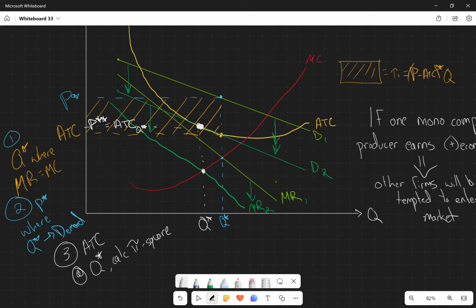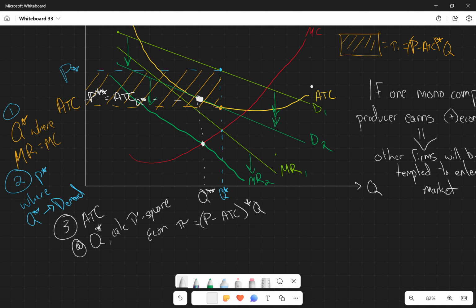And so this new equilibrium at Q double star is going to have an economic profit of 0. And when P equals ATC, right, then we end up with 0 in the parentheses, and anything times 0 is 0.